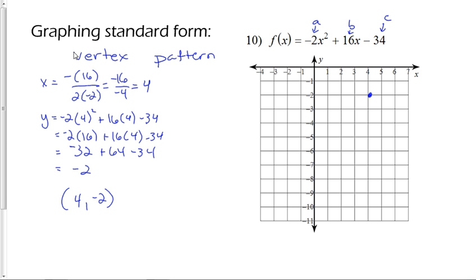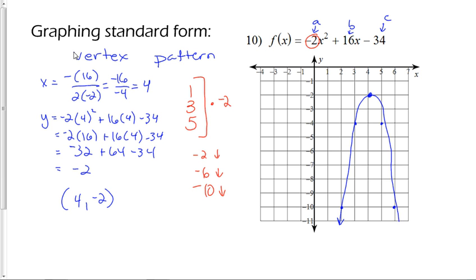The pattern is 1, 3, 5, but we're going to multiply all those by a, and a is negative 2. So our new pattern is negative 2, negative 6, negative 10, which means we go down 2 spots, down 6 spots, and down 10 spots from there. Down 2, down 6, and 10 doesn't fit. It's symmetrical, so we go on the other side also, exactly the same amount, and there's our parabola. Usually we label the vertex then, and we're good.